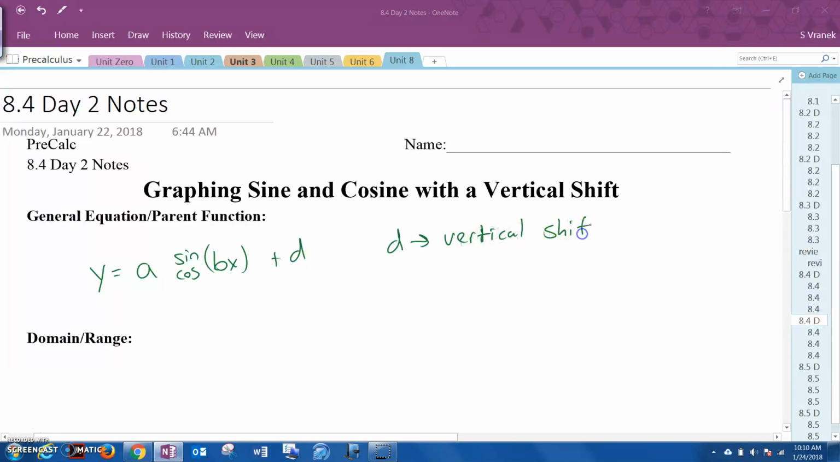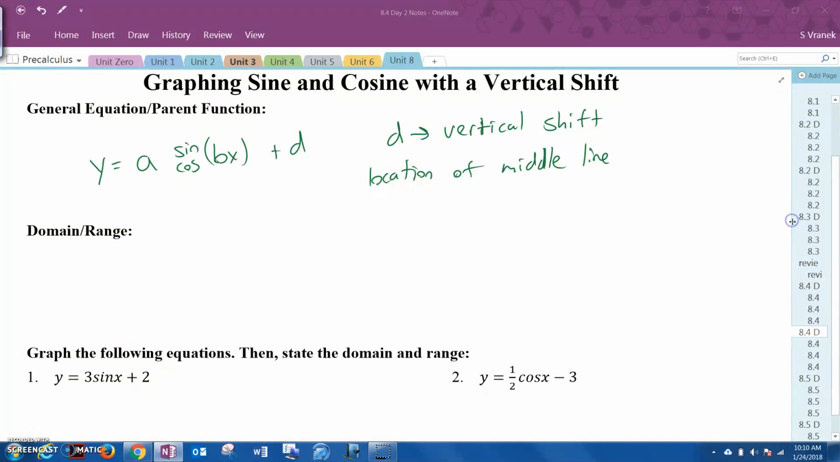And it tells you where the middle line or node line is. So it's the location of the middle line. Okay, so all we're doing is what we did yesterday, and we're shifting it up and down.